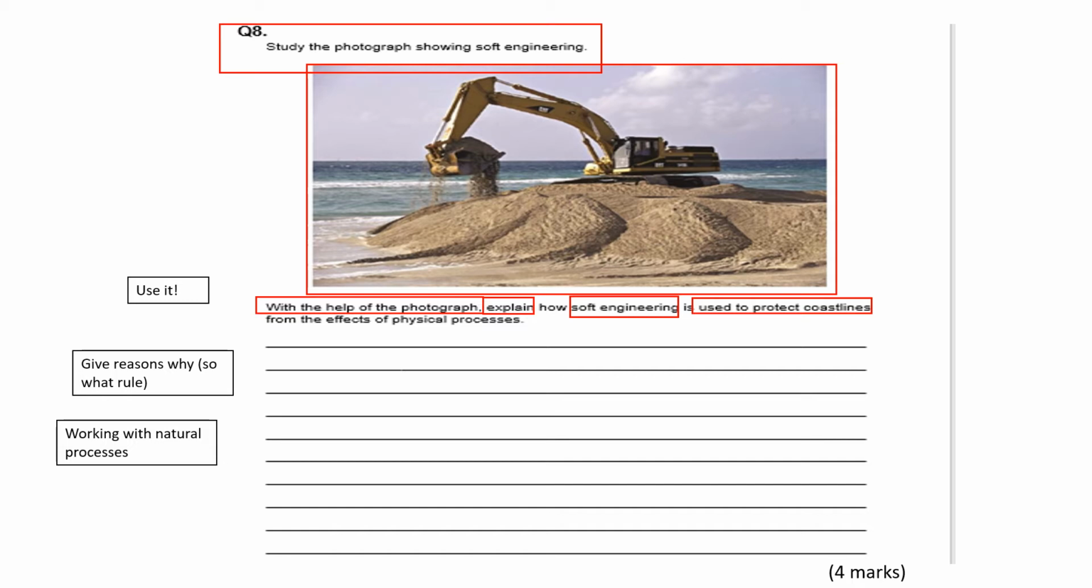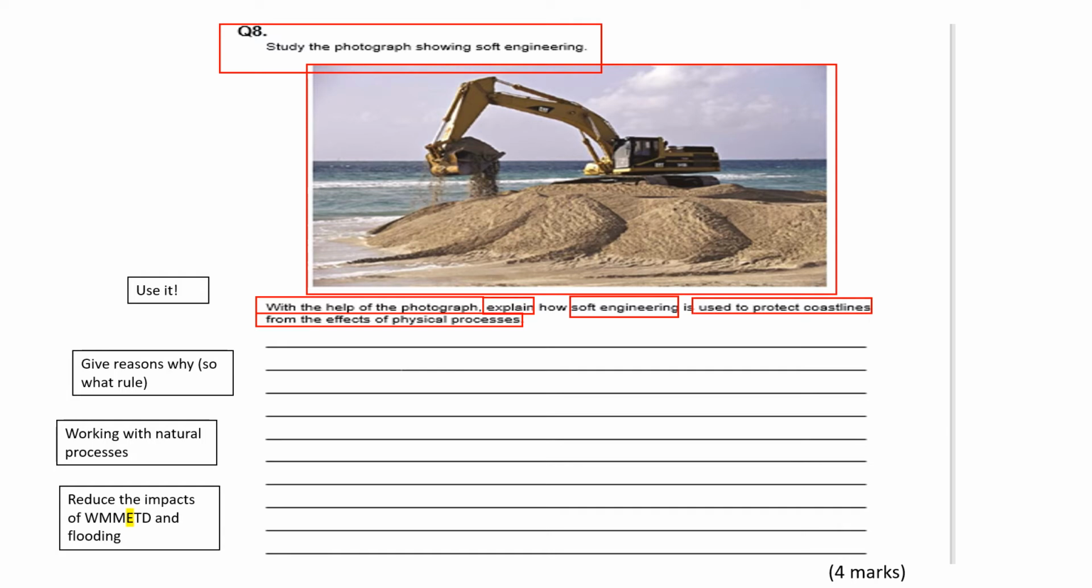Okay, very importantly, you have to specifically link to protecting coastlines here. I don't want any of the other benefits. I need it to be linking to protecting coastlines, protecting the area where the land meets the sea from the effects or impacts of physical processes. Physical process is an important word to look at here. Our physical processes are weathering, mass movement, erosion, transport, deposition, and flooding.